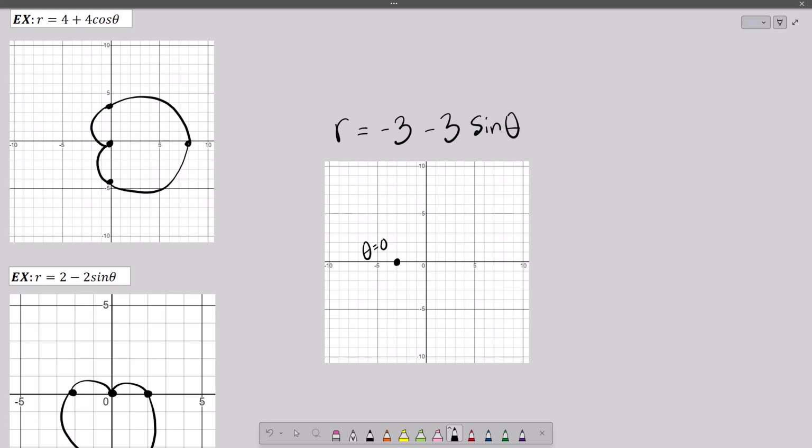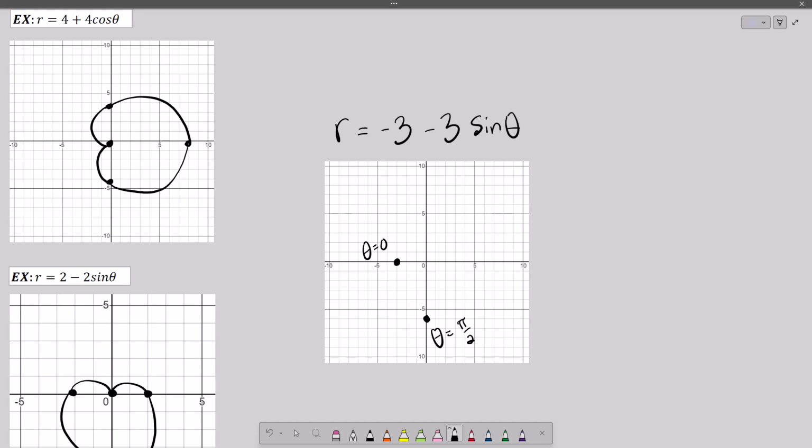Theta equals pi over 2. Sine of pi over 2 is 1. So what are we going to be? 6 down. 6 down, because we'll get -3 minus 3, which is -6. So in the pi over 2 direction, we have a radial value of -6. So that means bounce the opposite direction, 6 units in the opposite direction. So that's theta equals pi over 2.